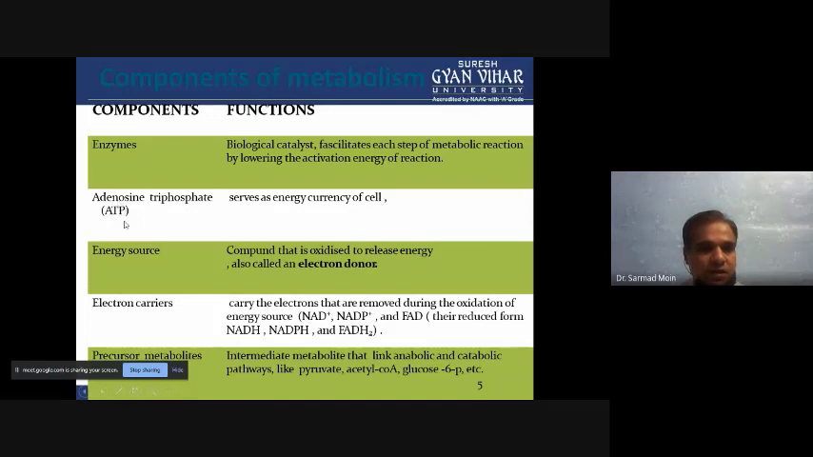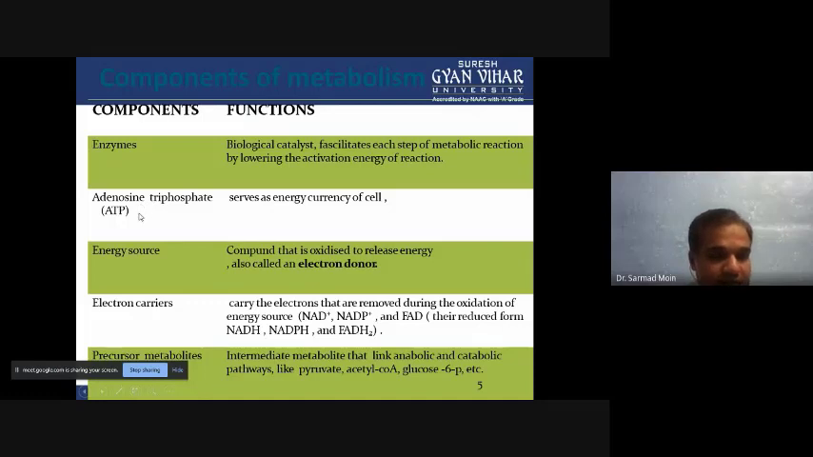Then the second type of biomolecule is adenosine triphosphate, or in short form we call it ATP. In ATP, if you see, adenine is there and three phosphate molecules are attached to the adenine. So it serves as an energy molecule, and when a phosphate molecule is released from the adenosine triphosphate, the high energy bond will be broken down and it will release the energy.